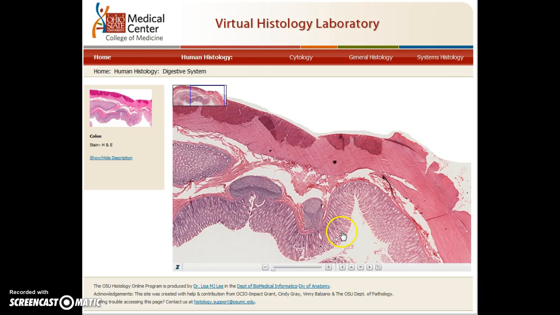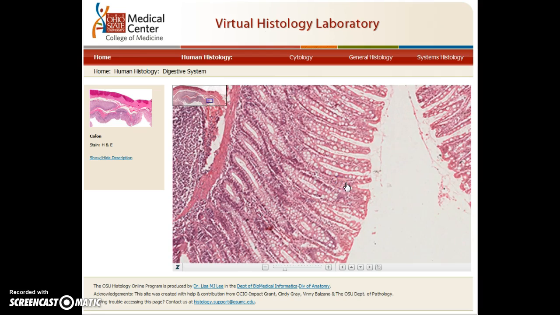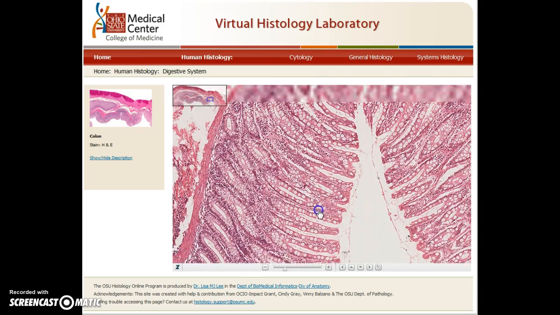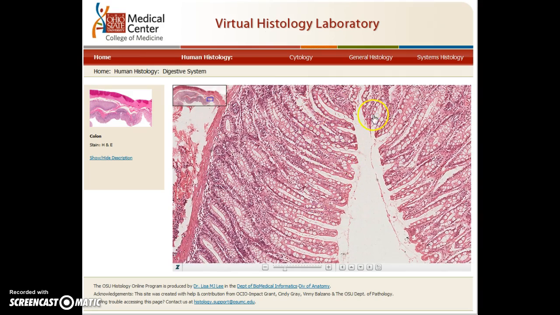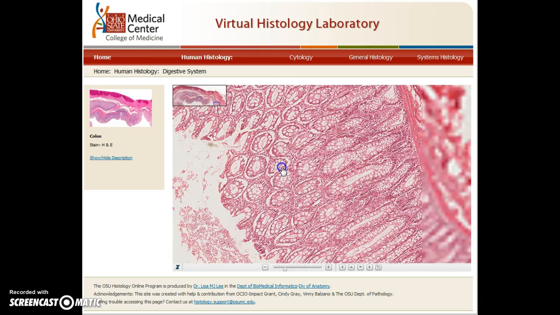But what I'm looking for are the goblet cells, and so we're going to see a lot of them. All of these white kind of circular globs here are goblet cells. So you can see that we have them scattered throughout the entire large intestine here.